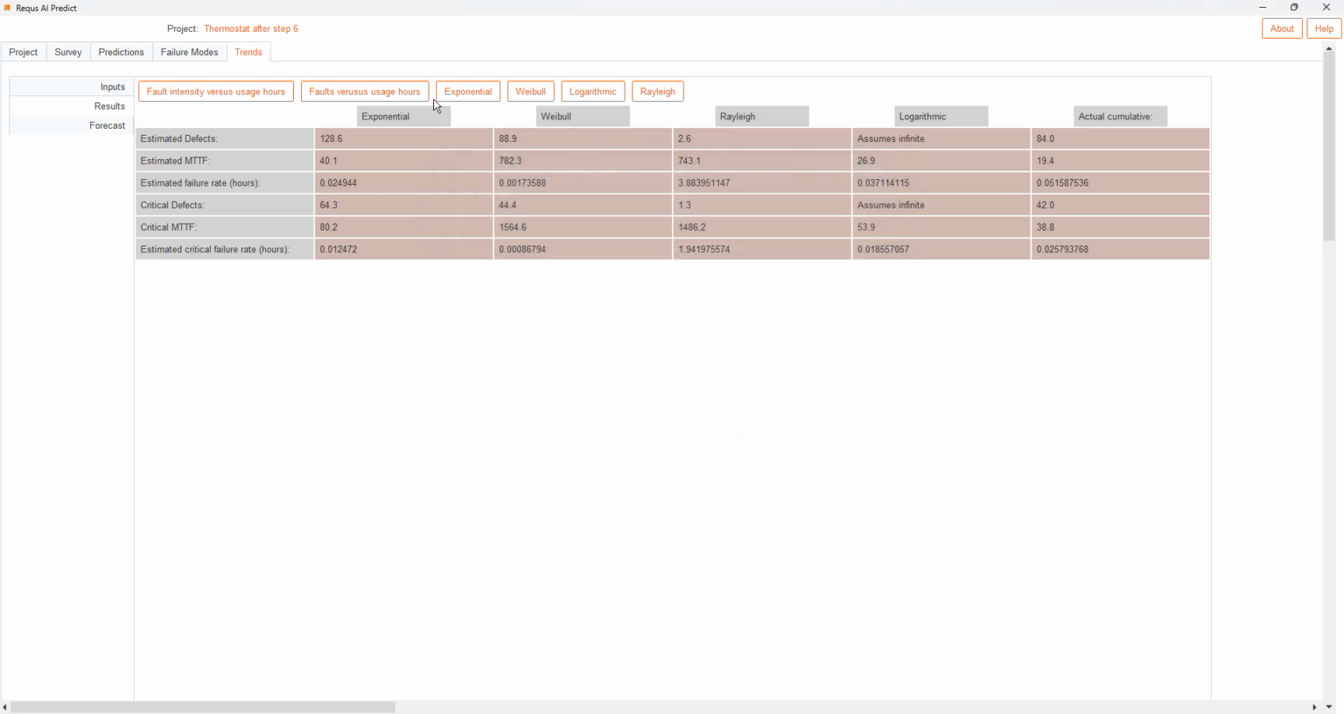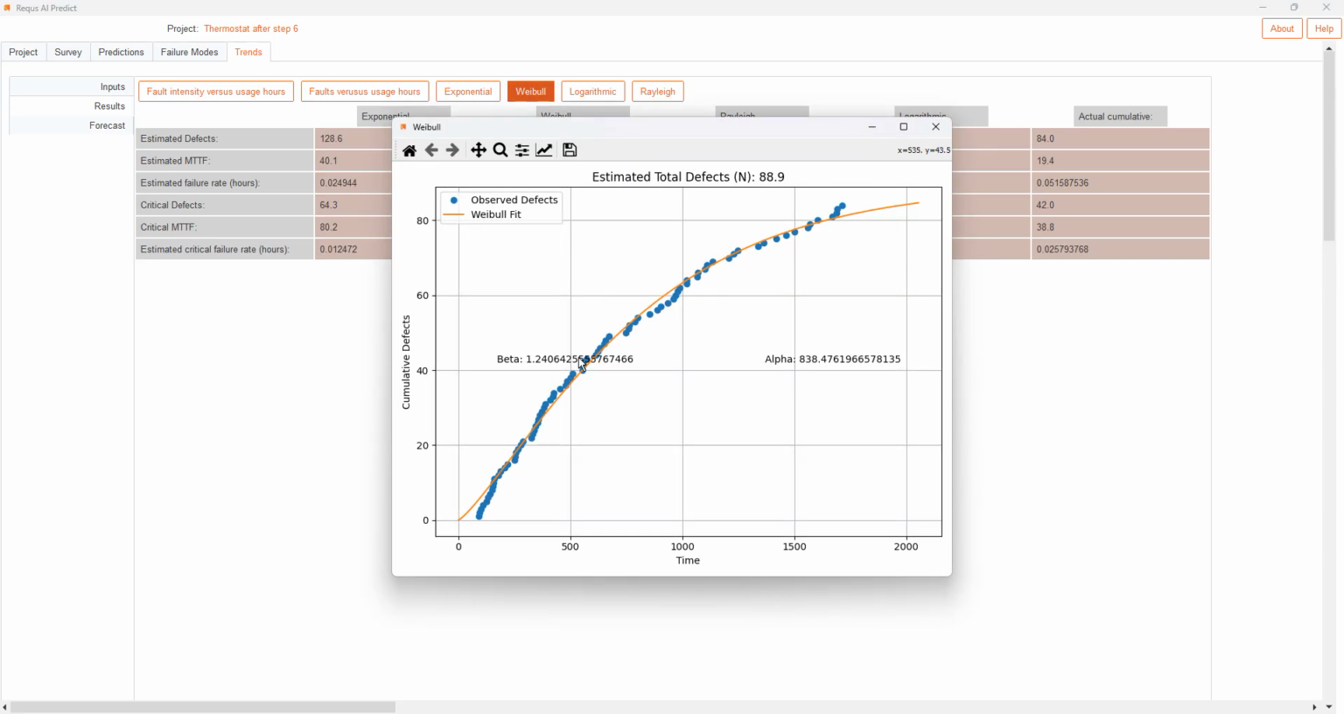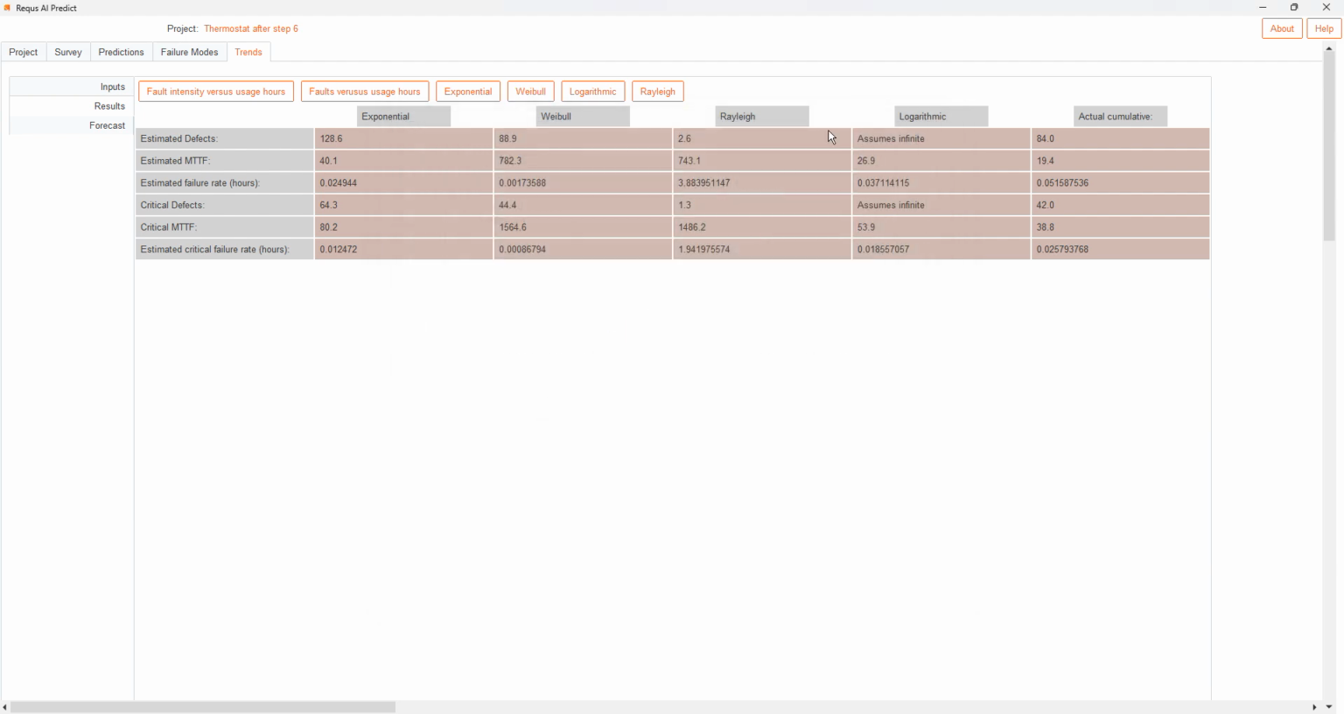The Weibull model doesn't have the same constrictions as the exponential model, and it's estimating 89 defects because it is equipped to handle the slowdown, the non-linear reduction in defects. So this model was able to handle that better than the exponential model. So it's coming up with about 89 total defects.